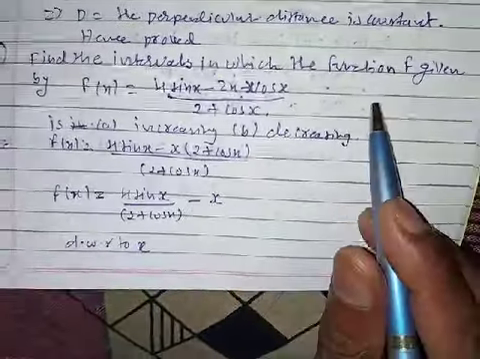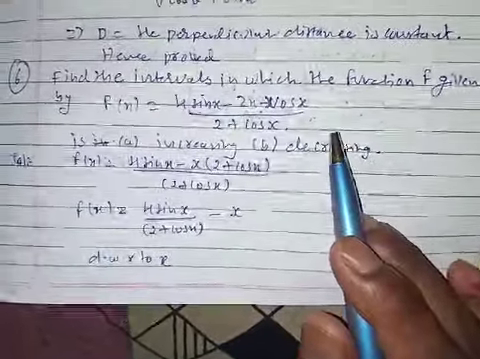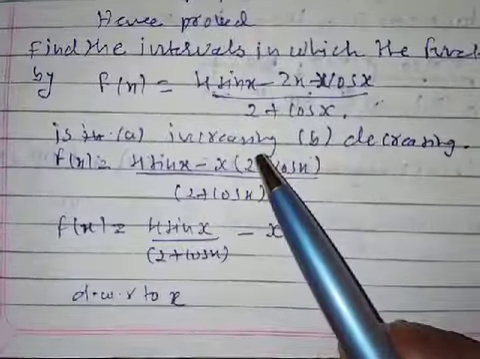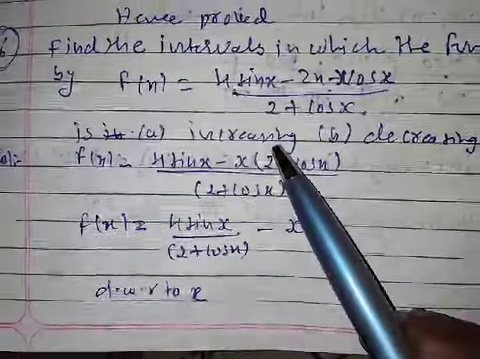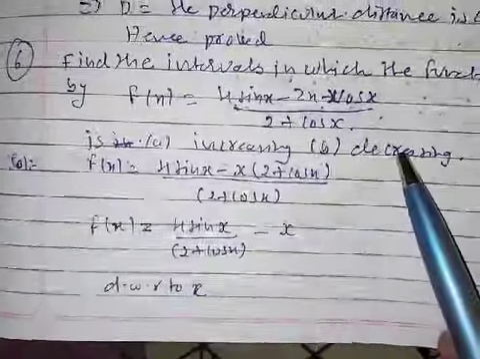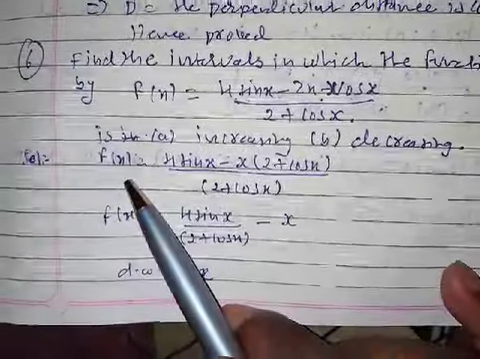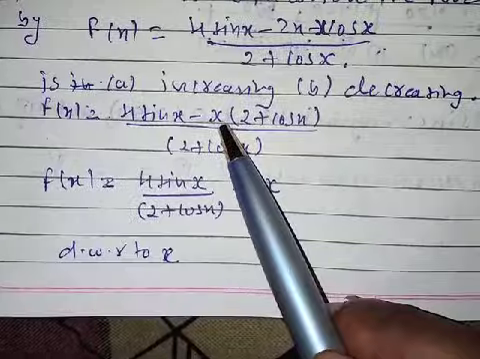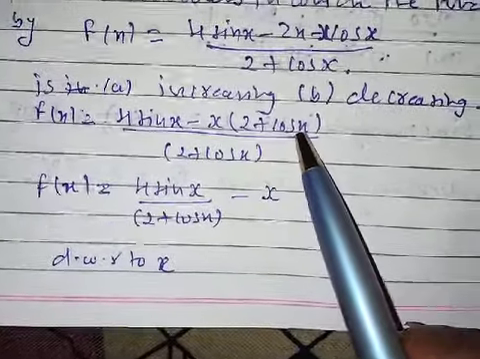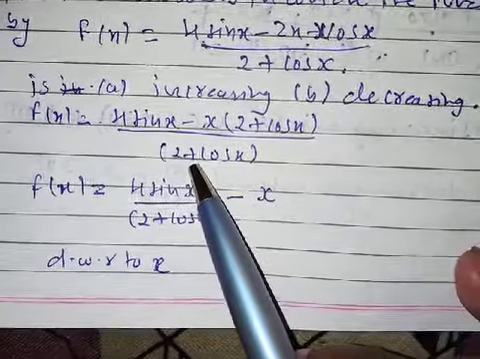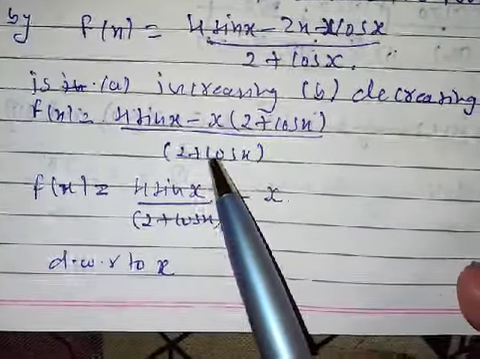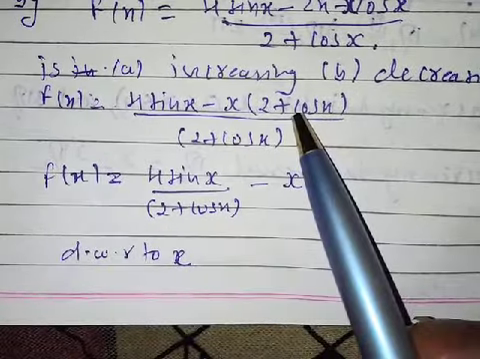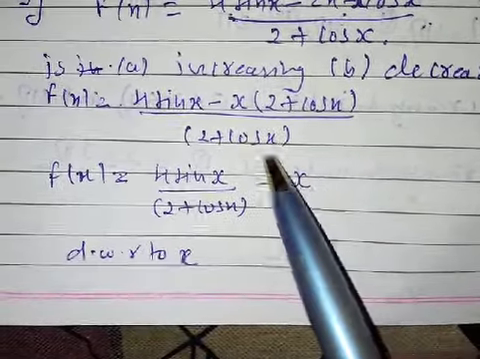If the interval is not given, we take a closed interval like 0 to π/2 or 0 to 2π. Okay, we'll check the interval 0 to 2π. So f'(x) is this. We take x out as common, and 4 sin x upon 2 plus cos x remains, and x stays.